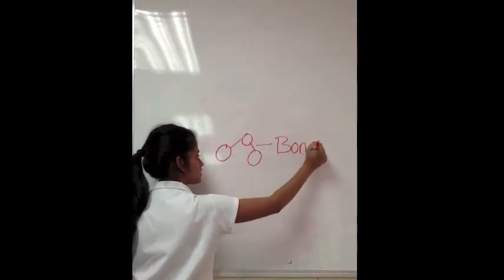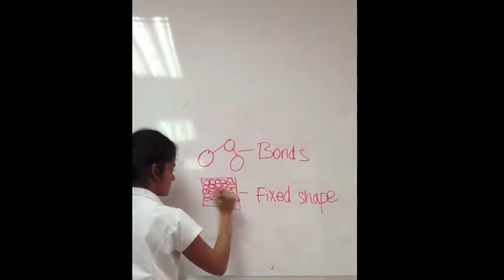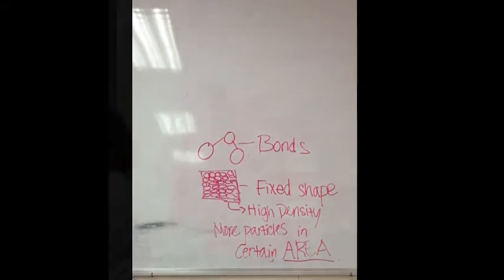The bonds that hold particles together in a solid are very strong. Solids have a fixed shape. They also have a very high density because there are a lot of particles in a certain area.